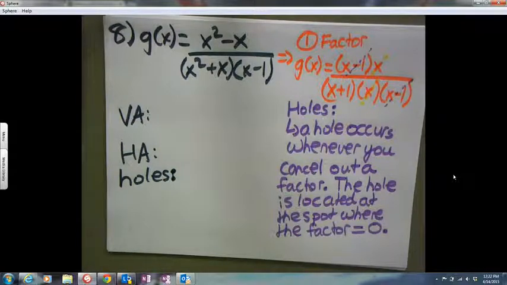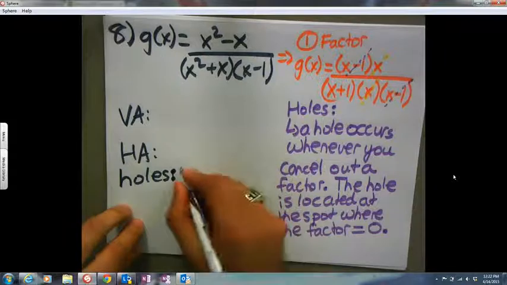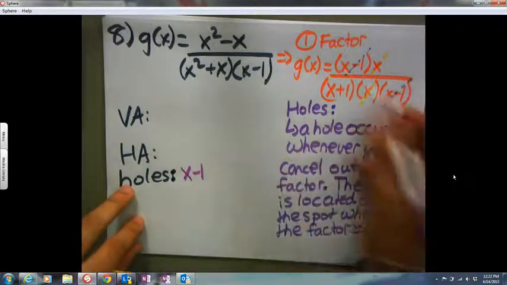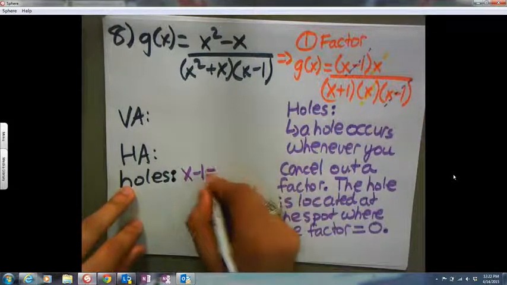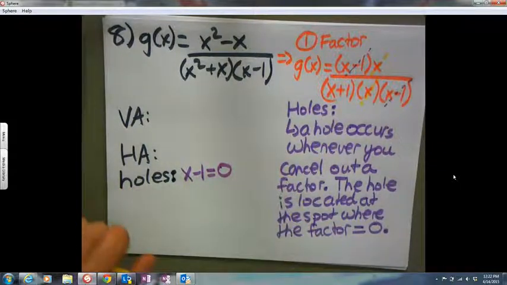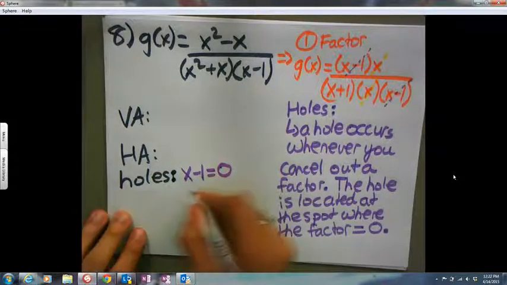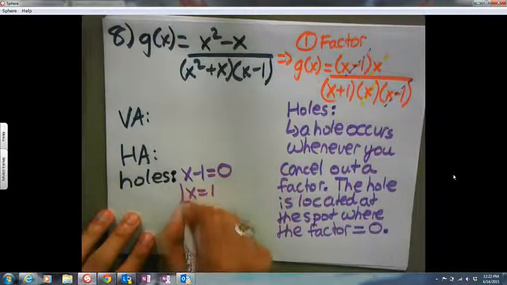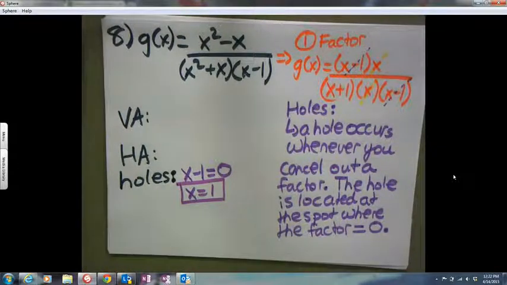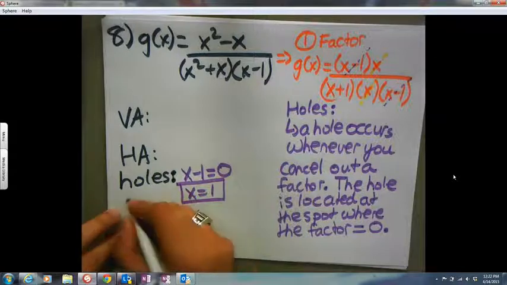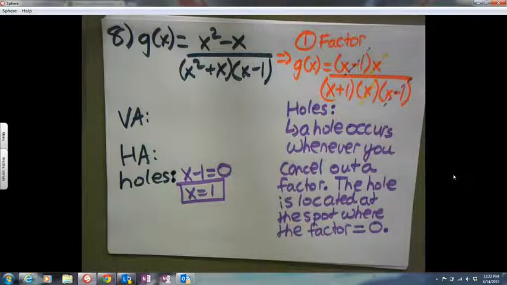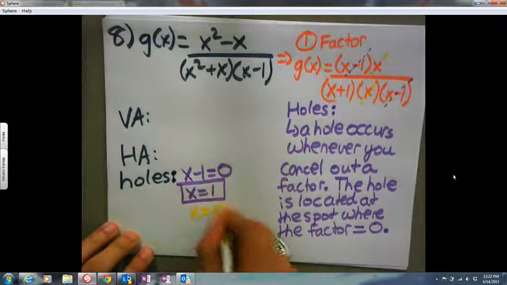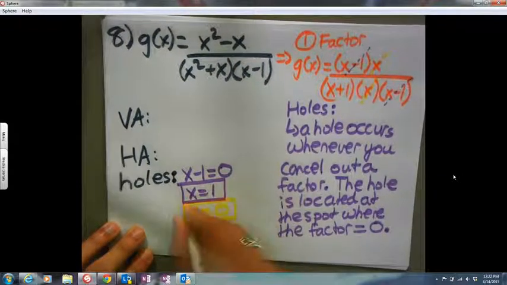So where's the hole located? Well, set the factor that we canceled, x minus 1, equal to 0, and solve for x. So we have a hole right here at x equals 1. Our other hole is at, set the other factor that we canceled, which was x, set that equal to 0. Well, we already solved for x, so there is our other hole, x equals 0.